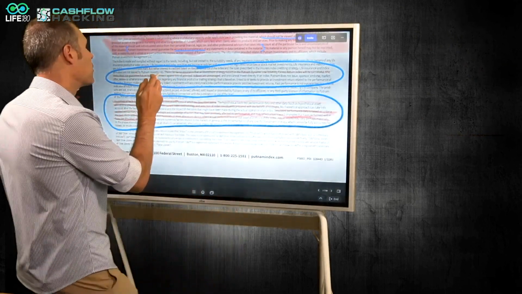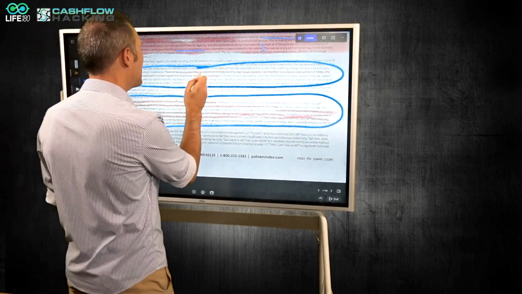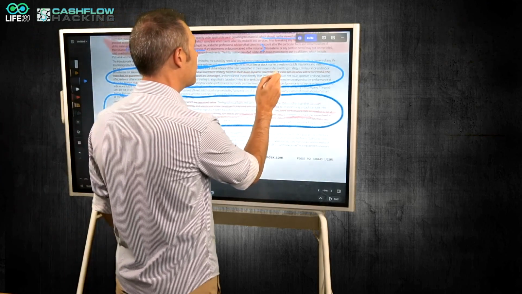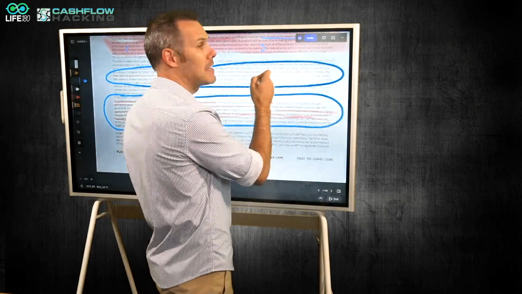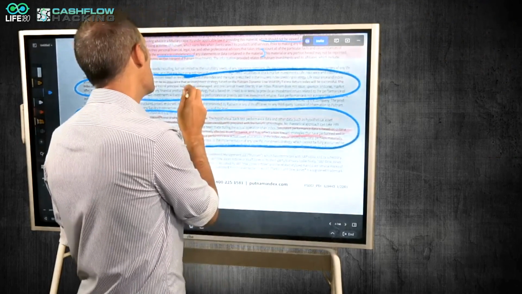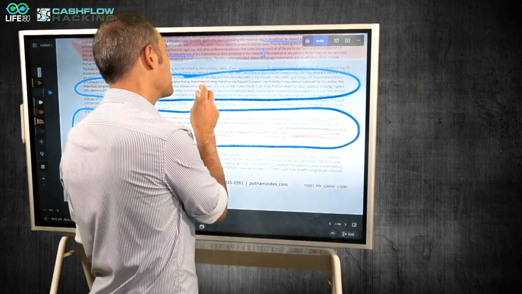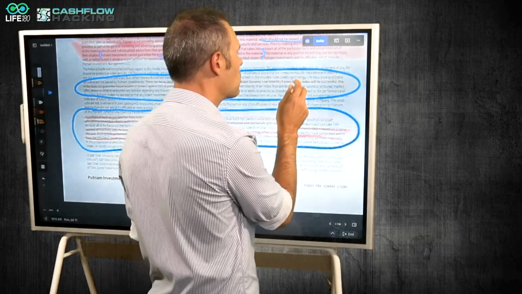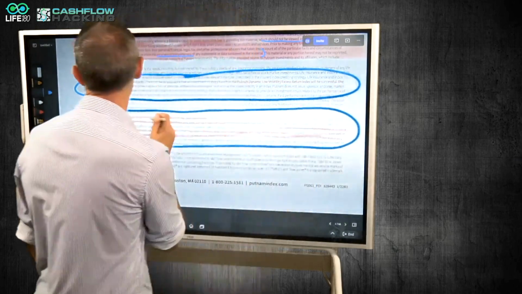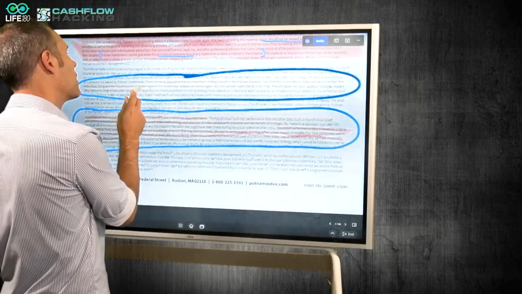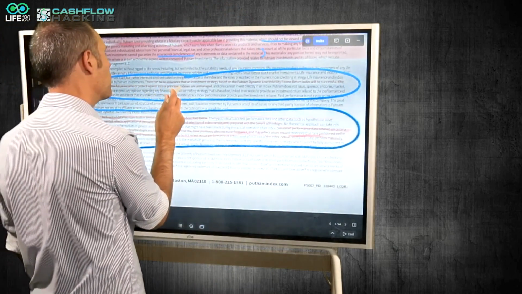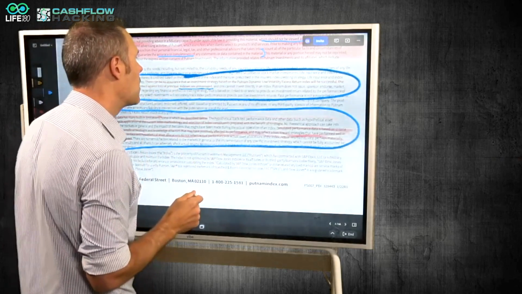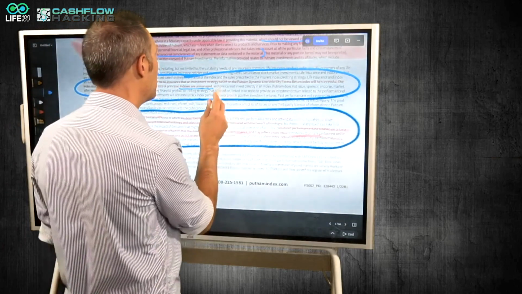There can be no assurance that an investment strategy based on the Putnam Dynamic Low Volatility Excess Return Index, say that 10 times fast, will be successful. The index does not guarantee future income or protect against loss of principal. Indexes are unmanaged, and one cannot invest directly in an index, right?